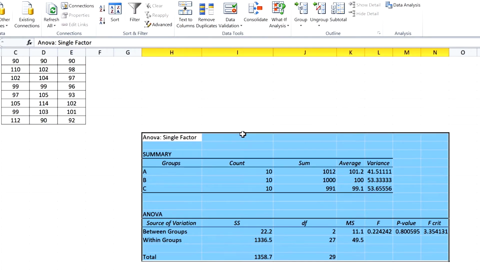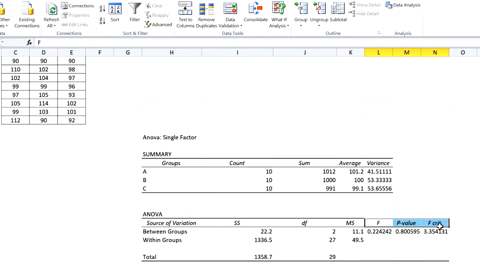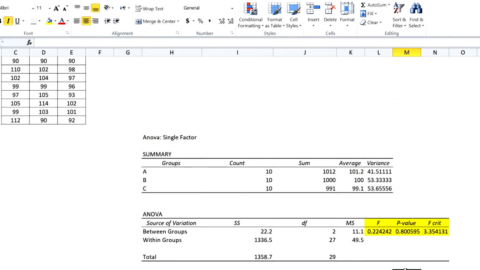As I said in the lecture, the most important results here are the F statistic, the p-value, and F critical. If the F statistic is higher than F critical, there is a significant difference between the means of these three instruments and the performance will be different. But if the F statistic is less than F critical, there is no significant difference.